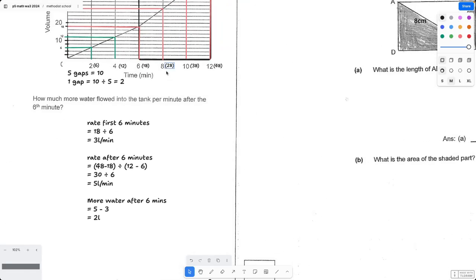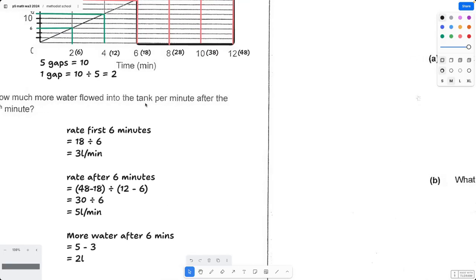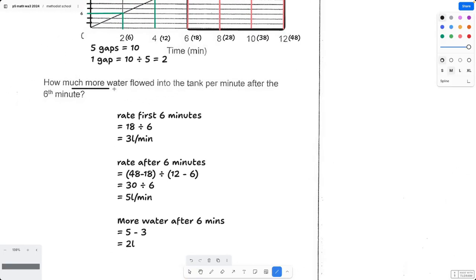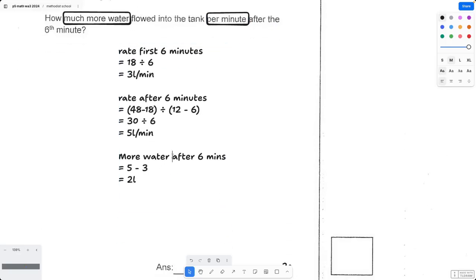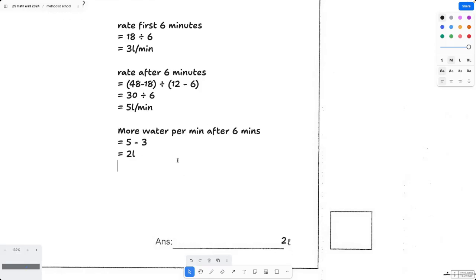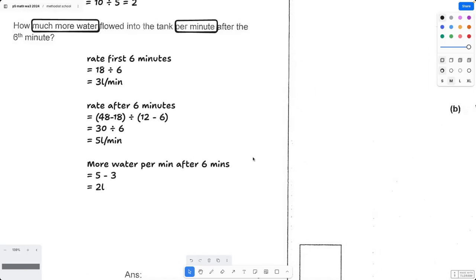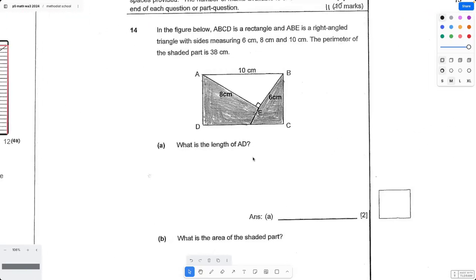That's it. All right, so why is it 2 liters? Because we want to know how much water flowed in the tank per minute. Okay, so it's not how much more water, it's how much more water per minute is flowed. That's why we say more water per minute after 6 minutes. In this case, it's just 2 liters, right, per minute. Okay, let's move on to the next question.